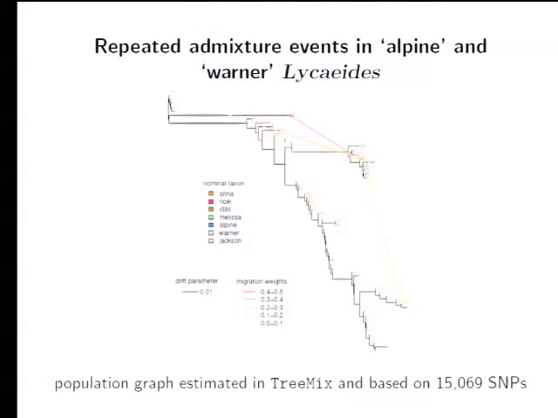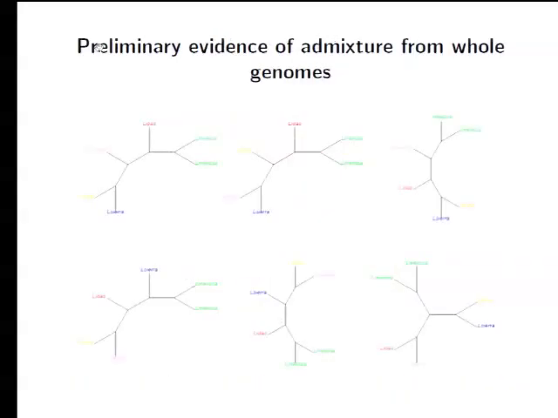So this is consistent with admixture at the origin of Alpine Lyciides and Warner Lyciides, in multiple events, some affecting subsets of populations. Now, I've also just begun to look at this at more of a whole genome level, so I now have whole genome sequences for Lyciides Melissa, Lyciides Anna, Alpine Lyciides, Warner Lyciides, and Lyciides Ides.